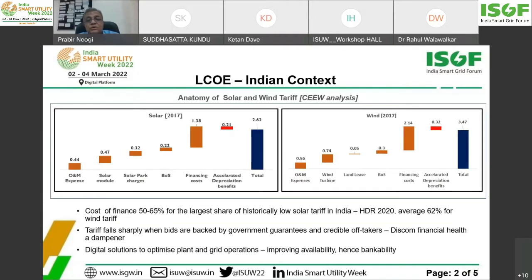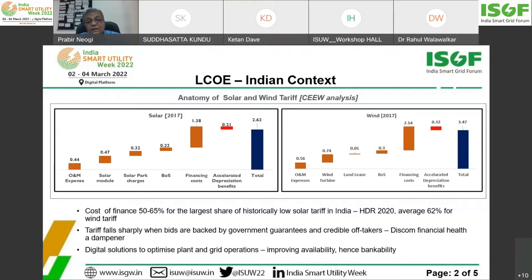Next slide, yeah. So this is the Indian context. What we saw in the earlier slide was the role of LCOE in the energy transition context. The Indian context is a bit picky. Now, what you see here is a bit dated, but it's an analysis carried out by CEW based on tariff modeling. These are not the real tariffs, but this is the modeling they have done based on a moving average of tariff.